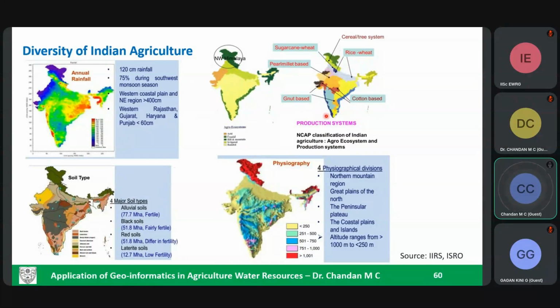Like Maharashtra and Telangana are groundnut based and rice based. Then we have the rice and wheat bowl, that is UP, Bihar, West Bengal, etc. When we come to soil type, we have alluvial soils and black soils, which also vary in nature. Then when we come to physiography, of course, this is a digital elevation model, a DEM, showing the mountains and plateaus of the topography of the Indian setting.